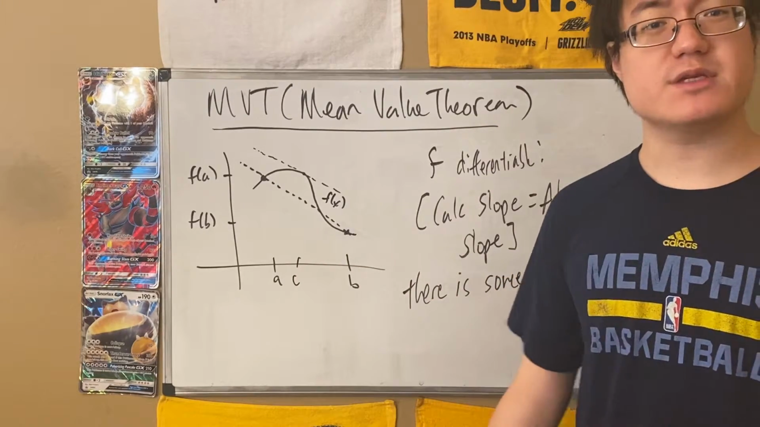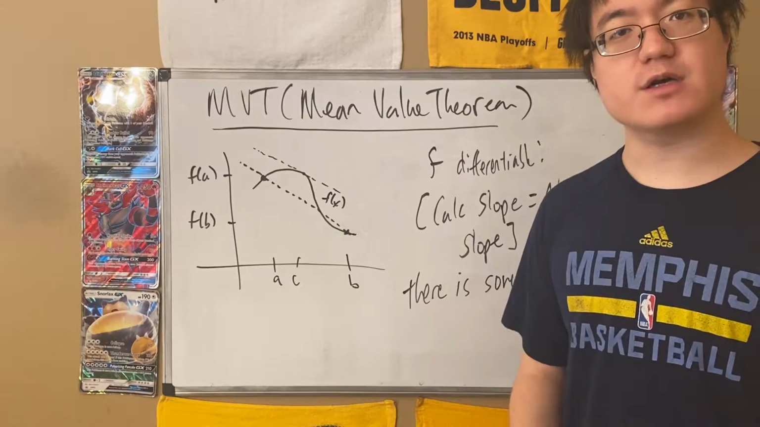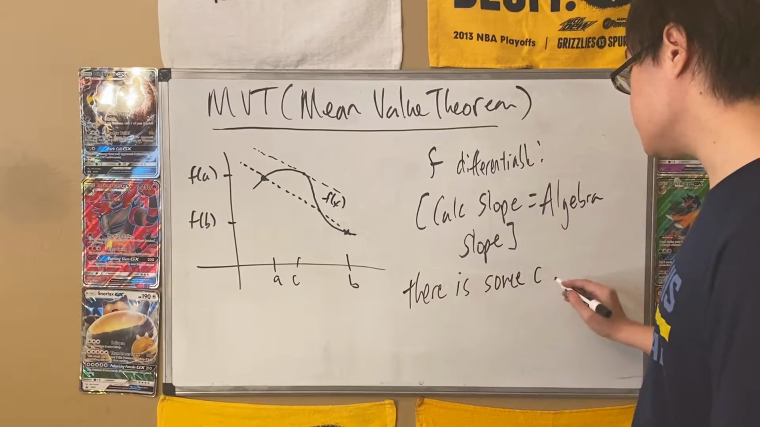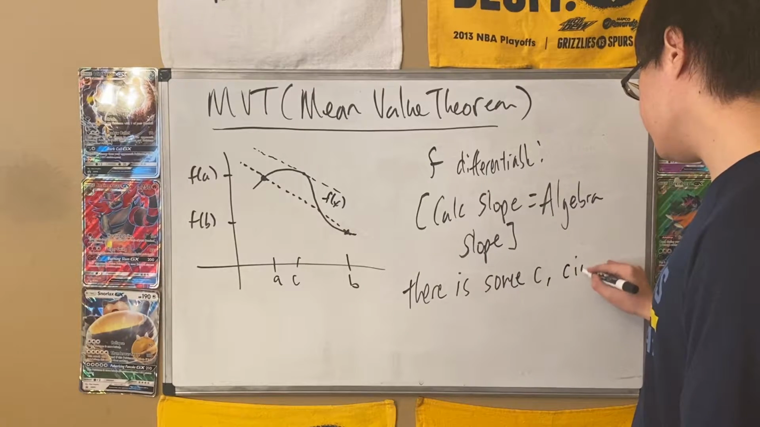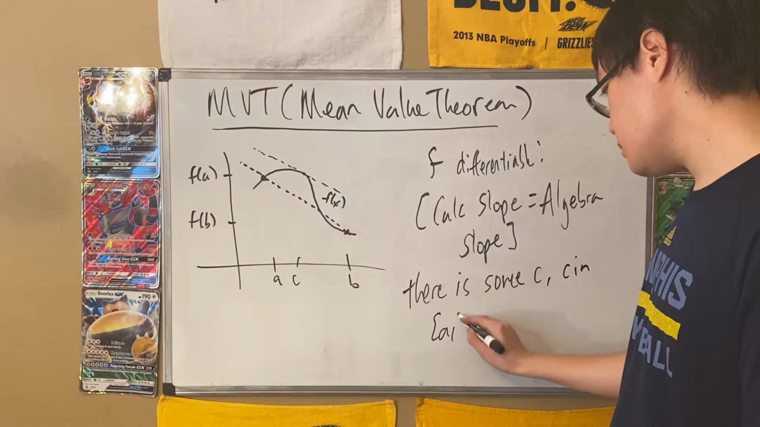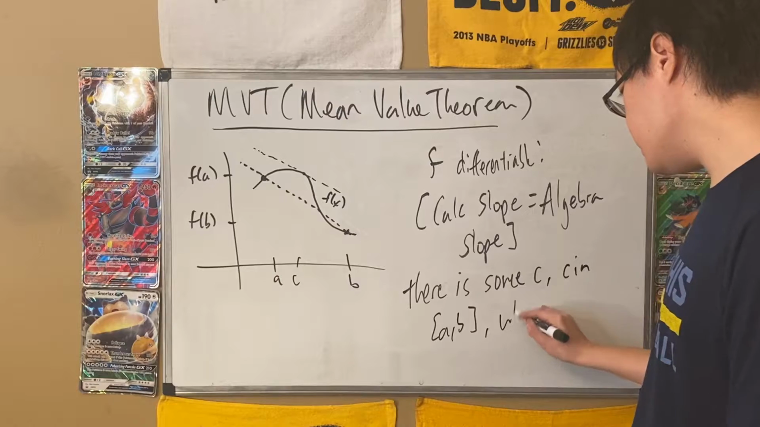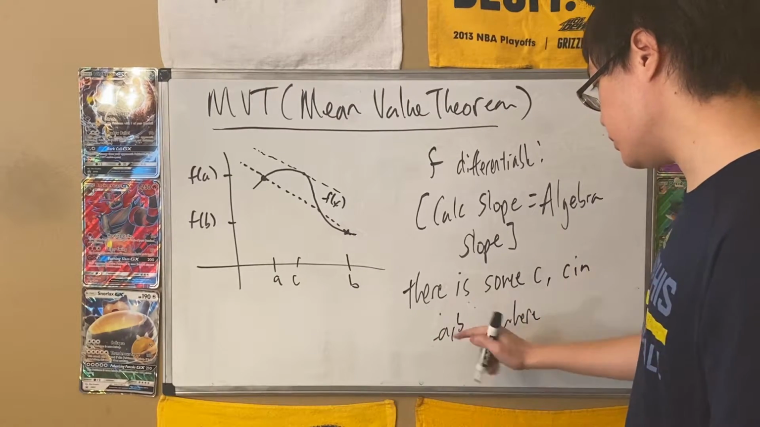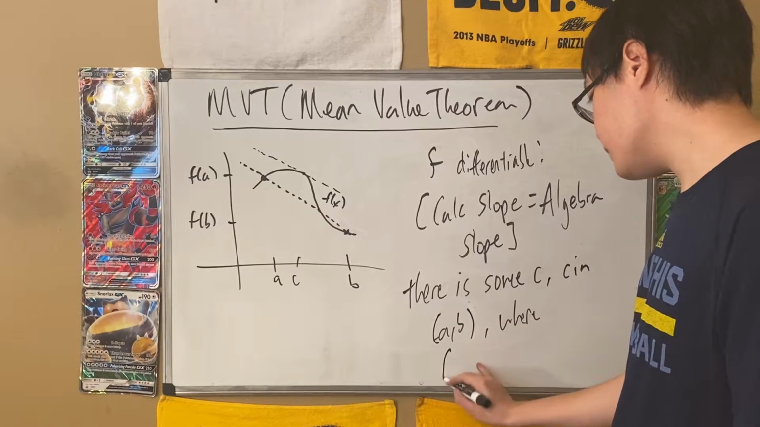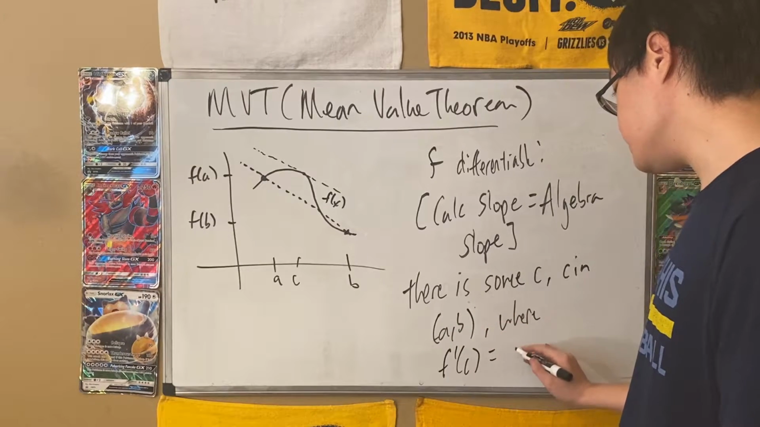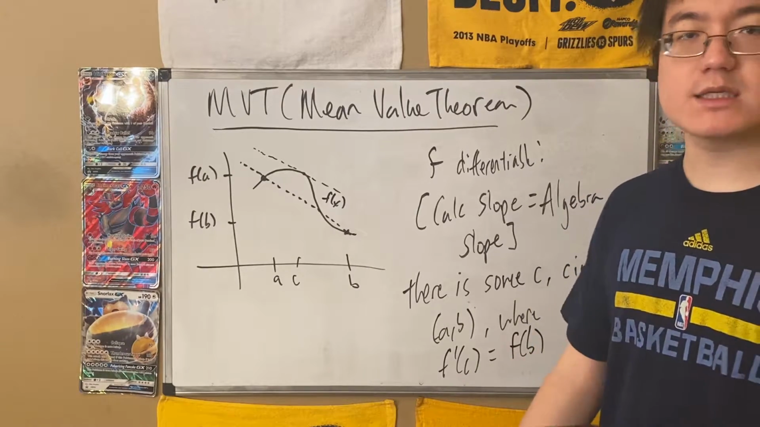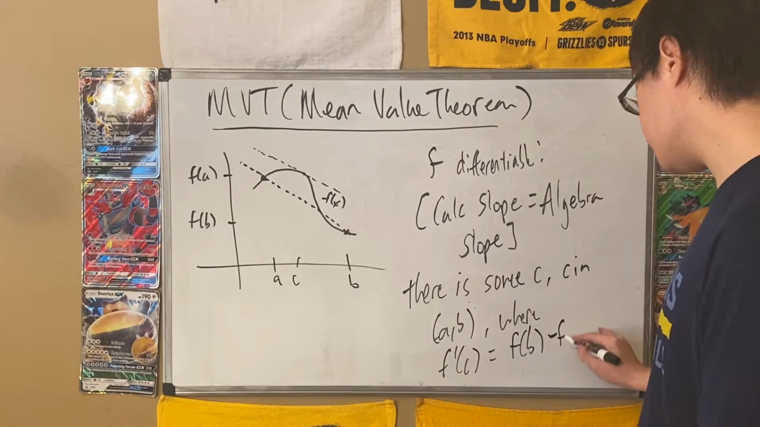But the important thing about the c is that the derivative of the function at c is equal to the algebra slope over the entire interval. So there is some c in this interval, where, let's actually use parentheses because c has to be strictly within the interval, f prime of c equals the algebra slope. And remember that the algebra slope again is just y2 minus y1 over x2 minus x1.